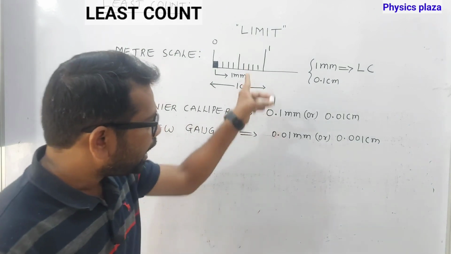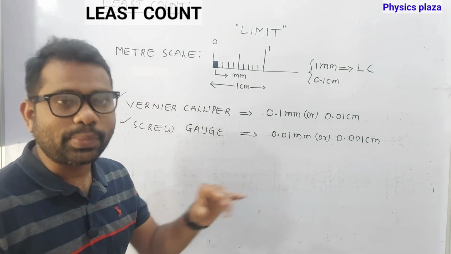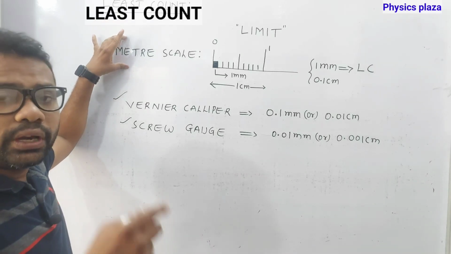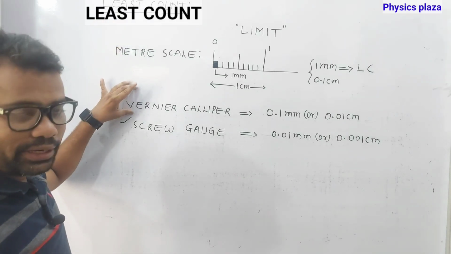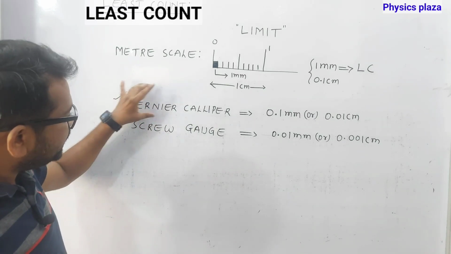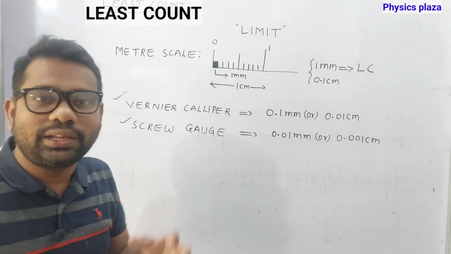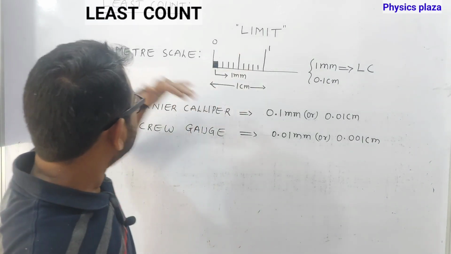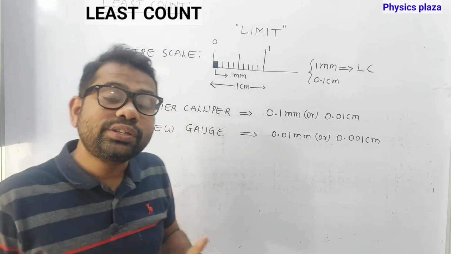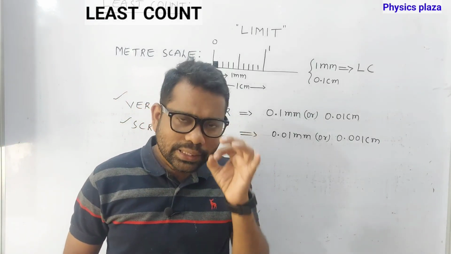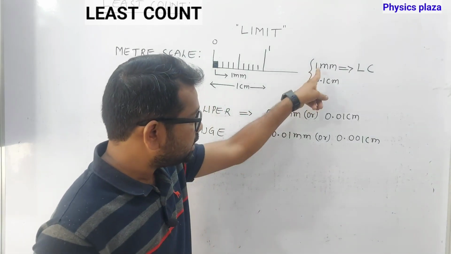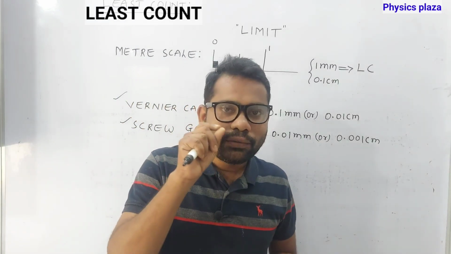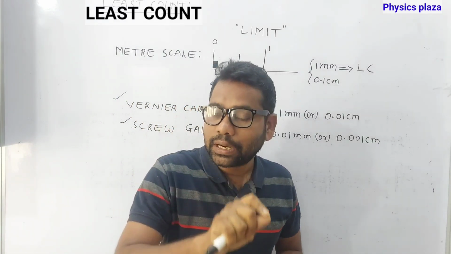Here, accuracy is important. Compared with the meter scale, you can take values more accurately with the vernier calipers, and compared with the vernier calipers, you can take values more accurately with the screw gauge. From the meter scale to the screw gauge, accuracy is increasing. At the same time, think about the least count. Is the least count increasing or decreasing? Decreasing.